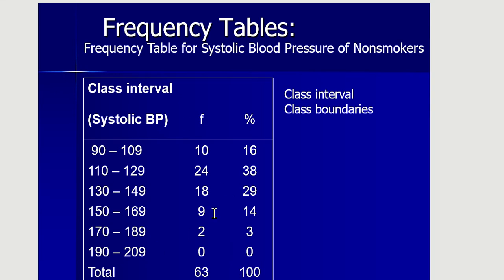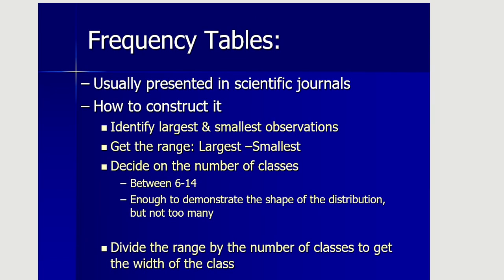You need a title that clearly explains what we're looking for. So the title is Frequency Table for Systolic Blood Pressure of Non-Smokers. So okay, now we know that we're looking at non-smokers, but we don't know where they are coming from and why we are looking at them. Okay, so here you have general guidelines on how to create your frequency tables. You can read them on your own. It's very simple. Then we're going to move into examples.